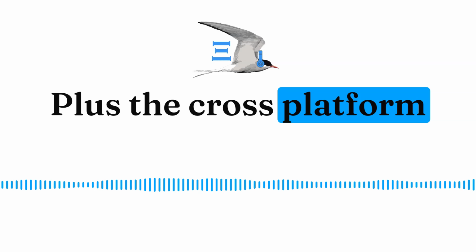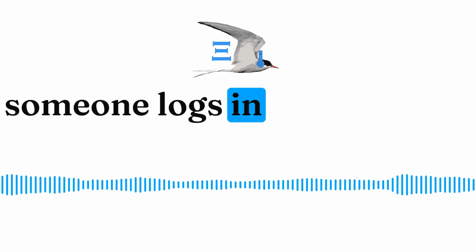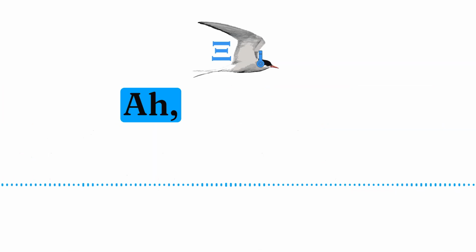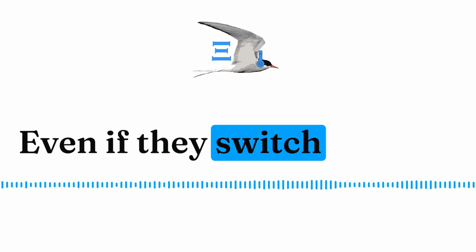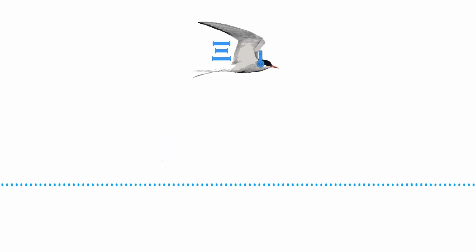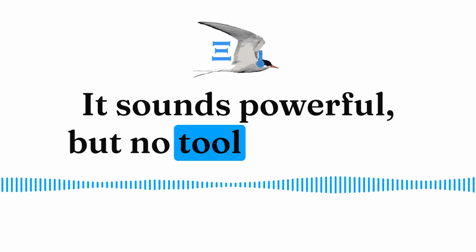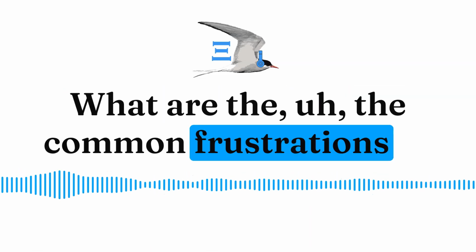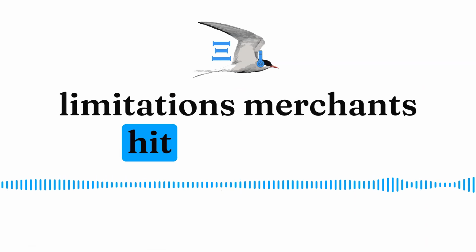Plus, the cross-platform tracking is much better. If someone logs in, GA4 tries to connect their journey across their phone, their laptop, giving you the full picture even if they switch devices? Exactly, which is how people shop now, right? For sure. Okay, it sounds powerful, but no tool is perfect, like you said. What are the common frustrations or limitations merchants hit with GA4?